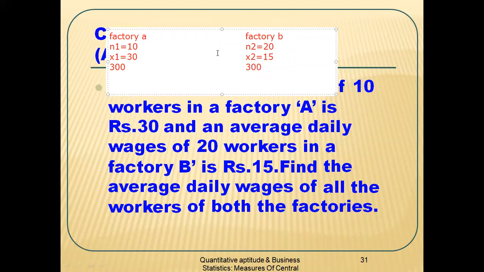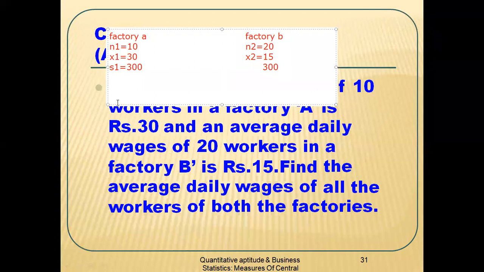Now this is your step one: find the product. So I have found the products. 10 multiplied by 30 is 300 and 20 multiplied by 15 is also 300. That is your step one. And step two is to sum up both. When I sum up both, 300 plus 300 equals 600 is the total value.